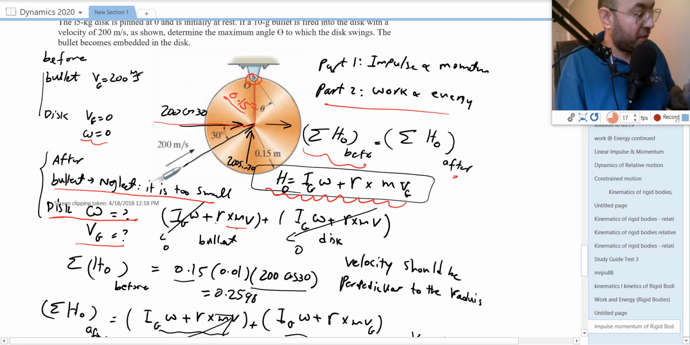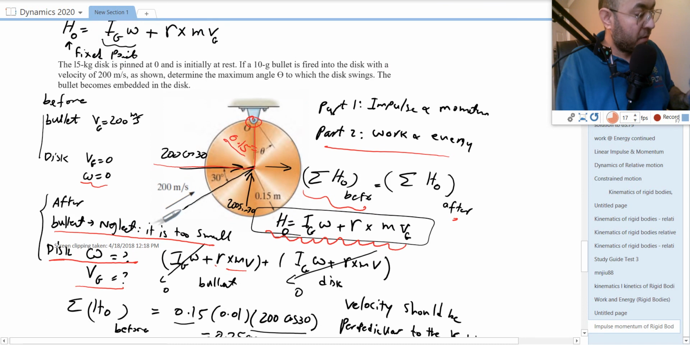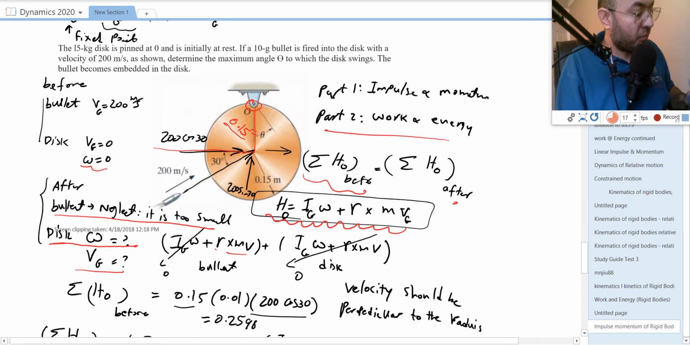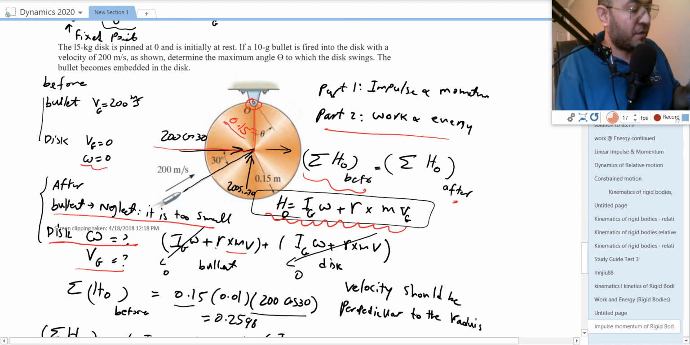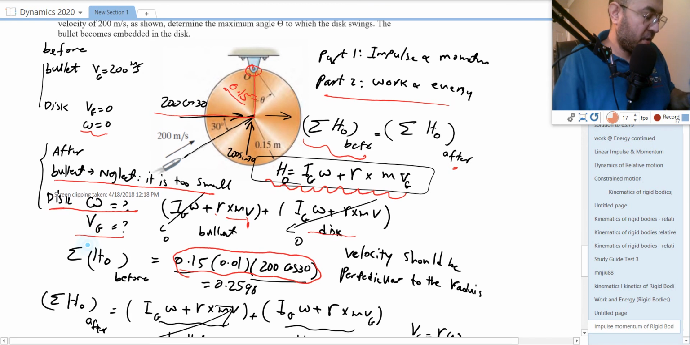M, the mass of the bullet, is 10 gram, which will be 10 divided by 1000, so 0.01. And then we have the velocity. The velocity of it is just the perpendicular component, which will be 0.15 times 0.01 times 200 cosine 30, before. And for the disk everything is 0, because the disk is not rotating before that.